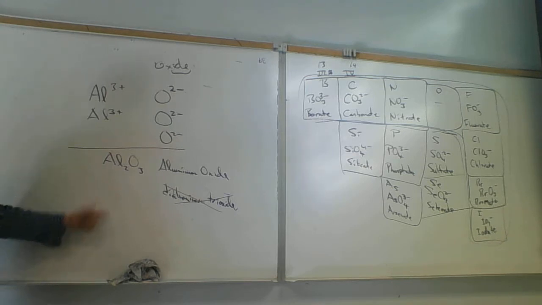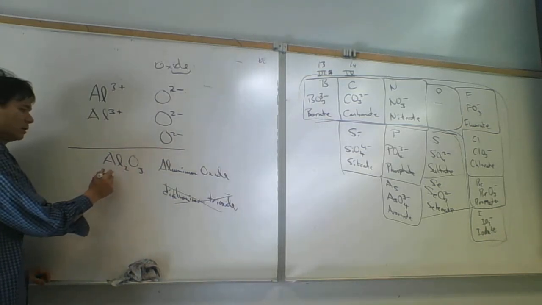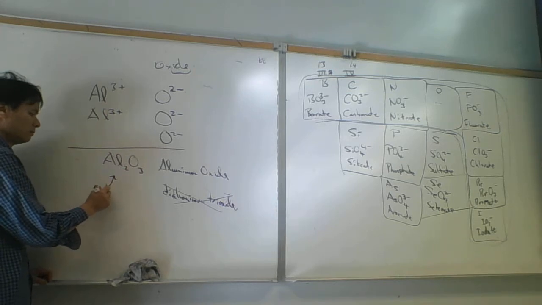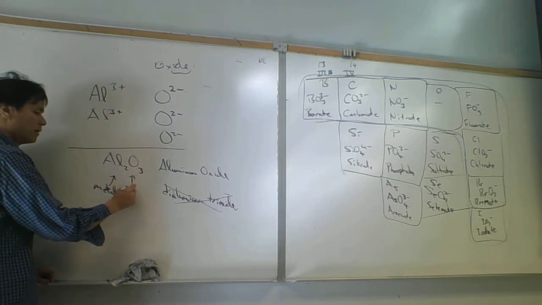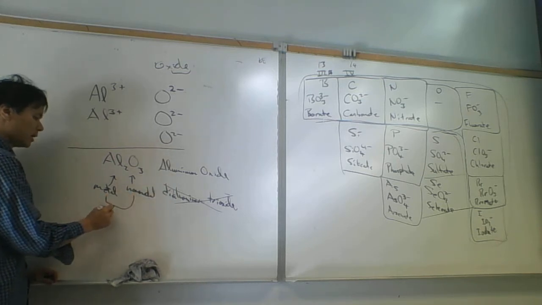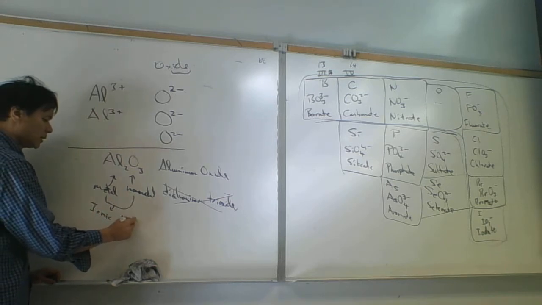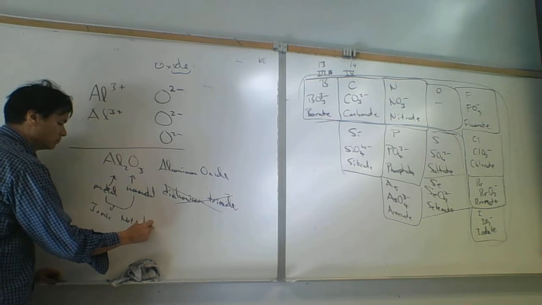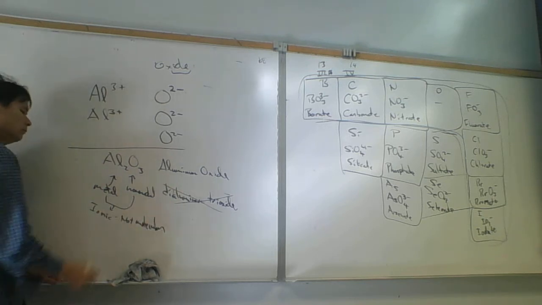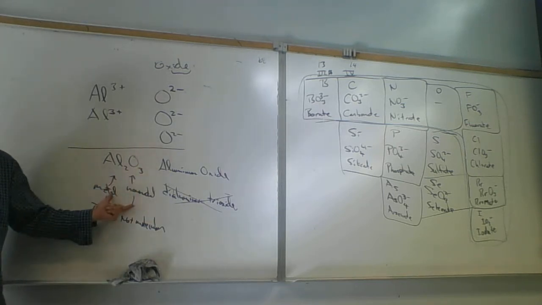Is this molecular? No, because molecular consists of all nonmetals. Ionic compounds consist of a metal and a nonmetal. We have a metal and a nonmetal. When we have a metal and a nonmetal, then typically it's not molecular. It's ionic. Ionic, not molecular. And so for ionic compounds, this is the way we name it. We just name it aluminum oxide.